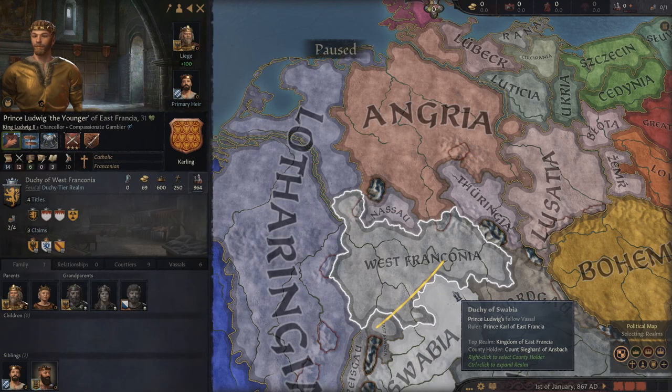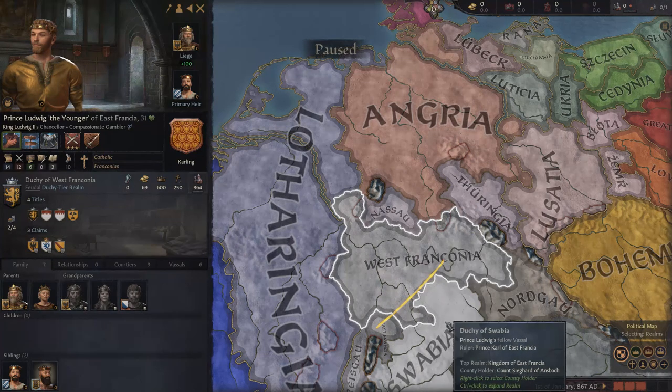Now, you can, of course, try to wage war against your brother, but I would find it more interesting, from an historical standpoint, to avoid war amongst Ludwig's heirs, if that's possible, to try to play that way. So what do you do? Well, you continue to grow your power within East Francia, kind of eat it up from the inside itself.